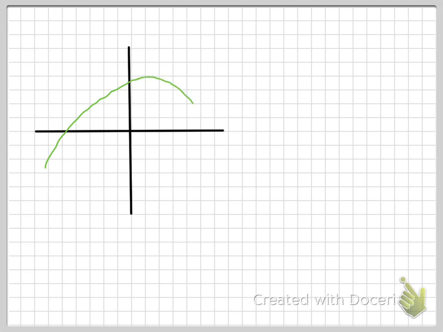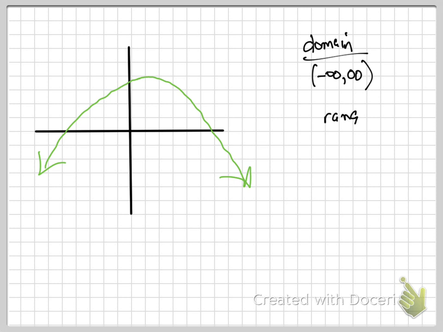What if I gave you this one? It's going to be a little bit different, at least range-wise. It's a frowning face. So has my domain changed? Are there any gaps in the graph? No. So my domain is still negative infinity to positive infinity. But look at my range. Is this graph going to keep going down forever? Yes, down forever.